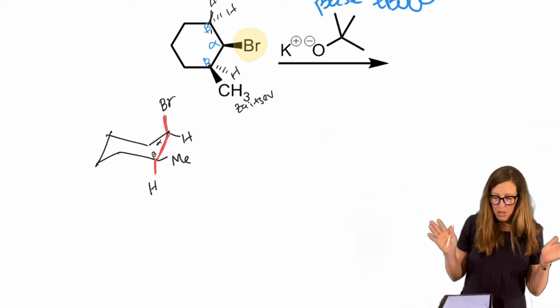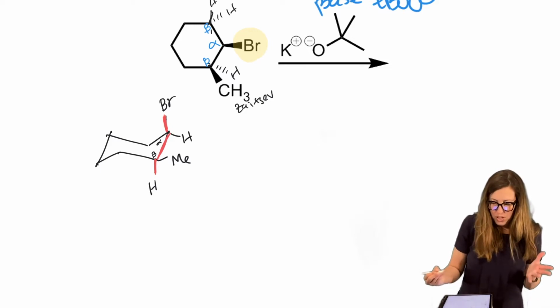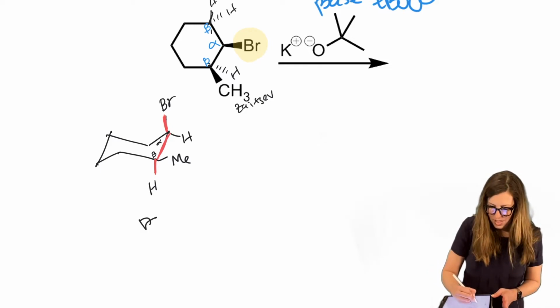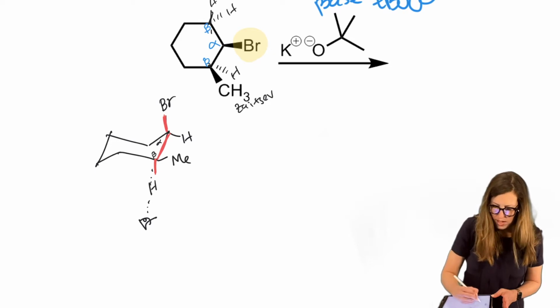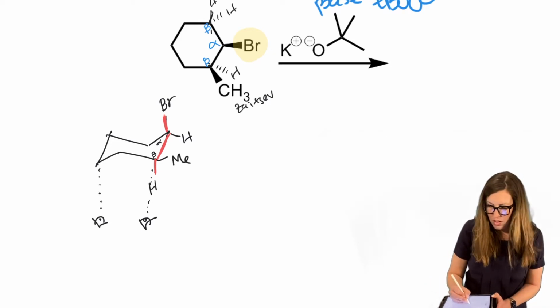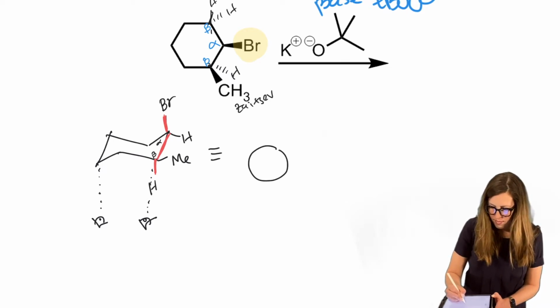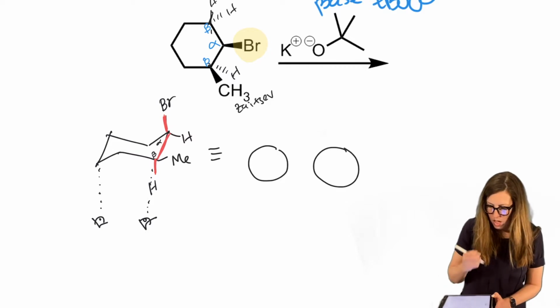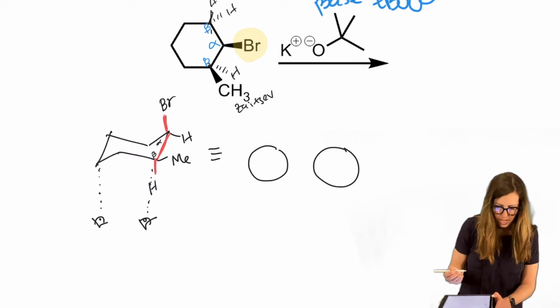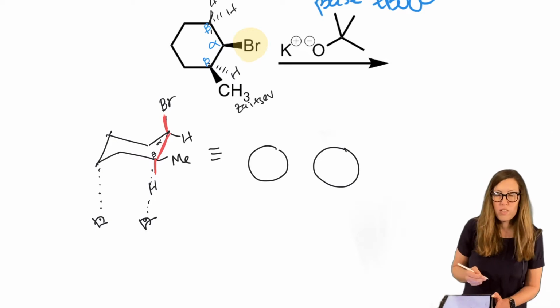We're done. But if you're still not convinced, we're going to do this chair, but you don't actually have to do it every time. I'm just showing you so that we feel comfortable calling this the anti-coplanar conformation. So we have that diaxial arrangement of the leaving group and the beta H.